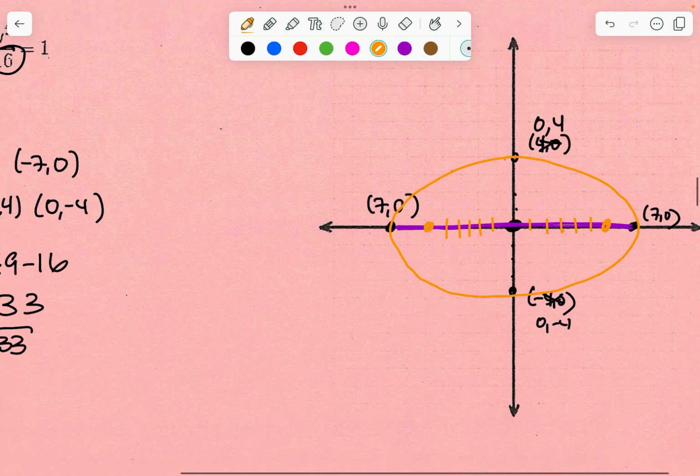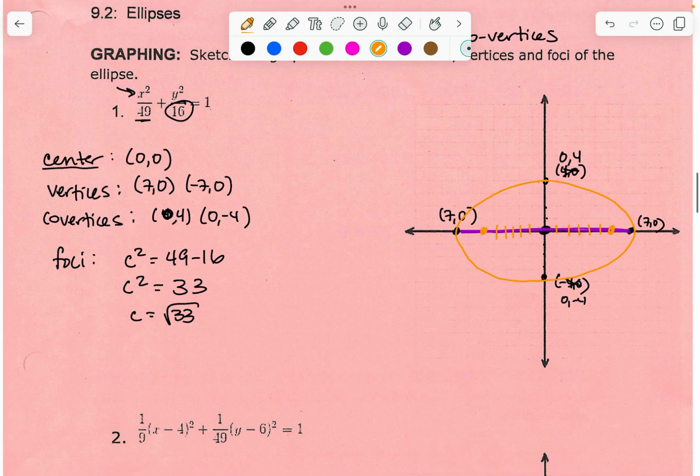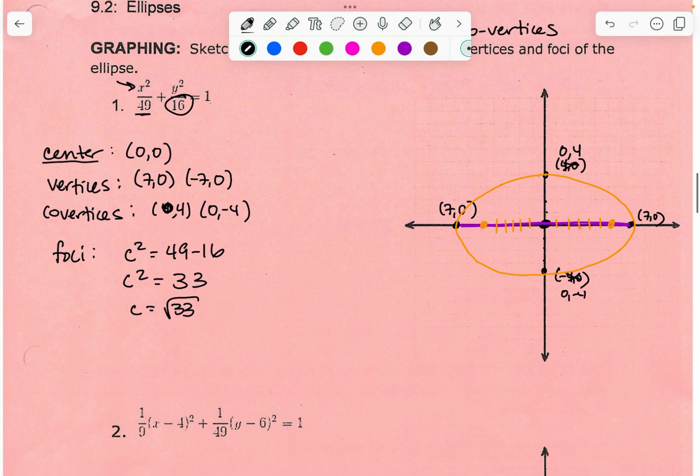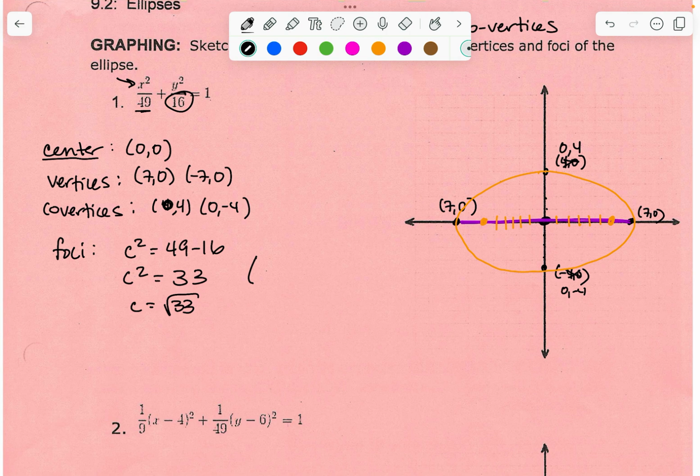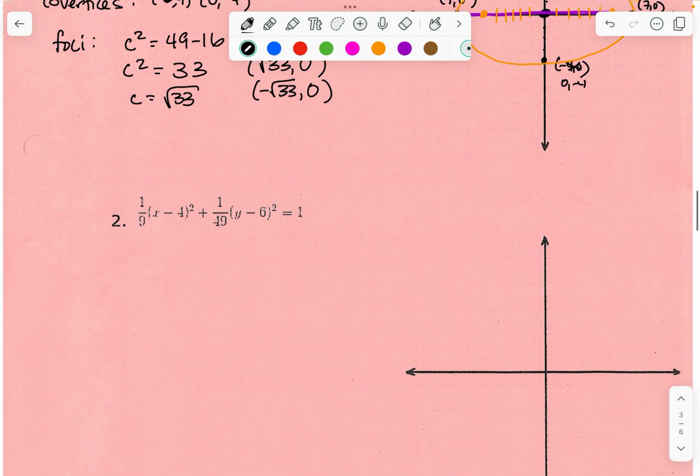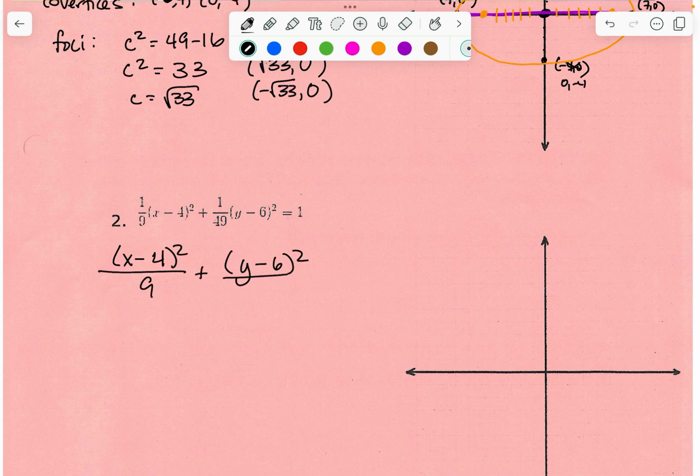Draw an ellipse. And then the big thing is figuring out the coordinate points. The coordinate points are forward square root of 33, comma 0, and backward square root of 33, comma 0. All right, here's another. This looks different from what you're used to seeing, but it just means this.